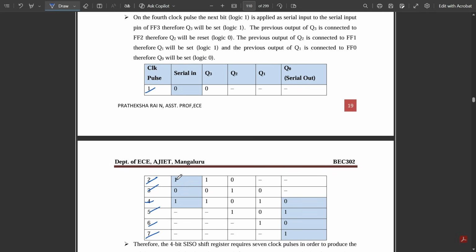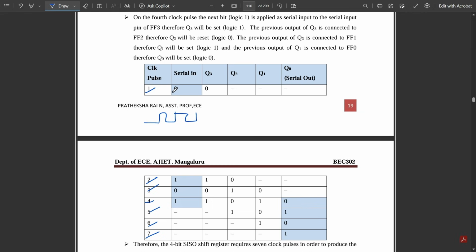That is, now what happens is, in the second clock pulse we are sending 1. Okay, so 1 is sent. After that, that 1 is getting shifted to Q3, and whatever was there in Q3 would be getting shifted to Q2. After that again 0 is sent, because we are sending clock pulses, right? Serial input, we are sending toggle pulses, that is 0 1 0 1 simultaneously.